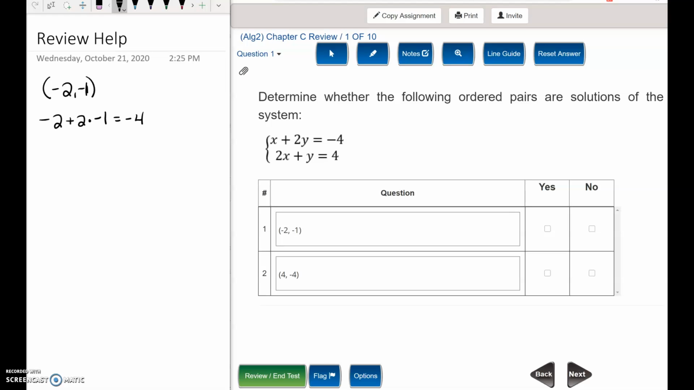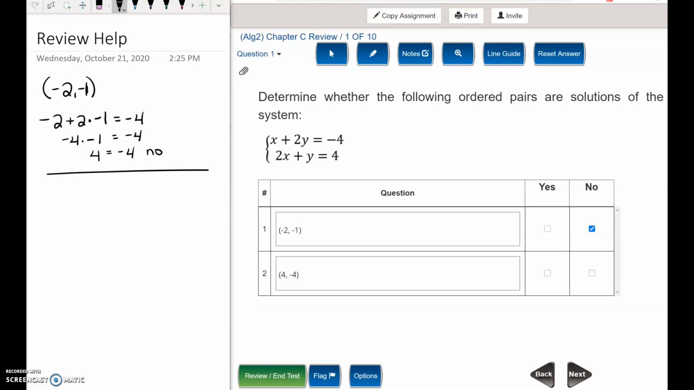So that is -4 times -1, which actually equals +4, not -4. That is a false statement. So no, that point does not work in that first equation. You can stop right there. If it doesn't work in one of them, it's not a solution to the system.